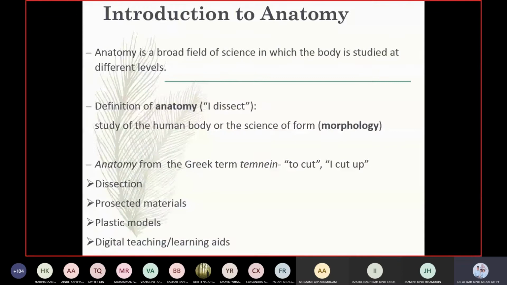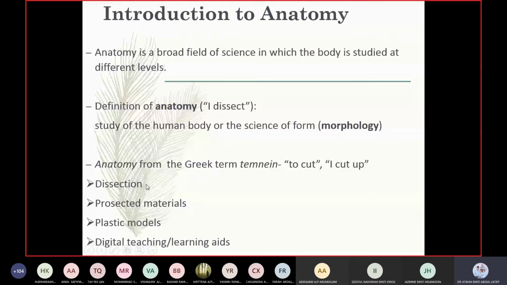Okay, so what is anatomy? It's basically the study of the human body. Okay, anatomy came from the word dissect. So previously, during the olden days, to learn anatomy, everyone gathered around a human body, and the professor will kind of cut up the human body and show what are the structures of the human body and so on. That was traditionally how anatomy was taught. Okay, so these are the teaching aids for learning anatomy.